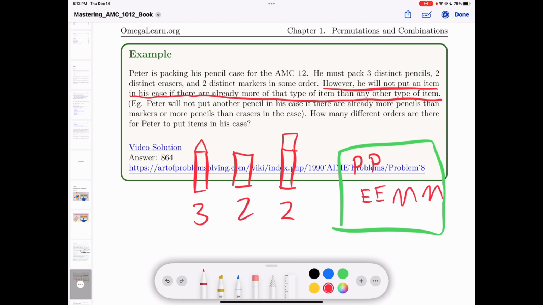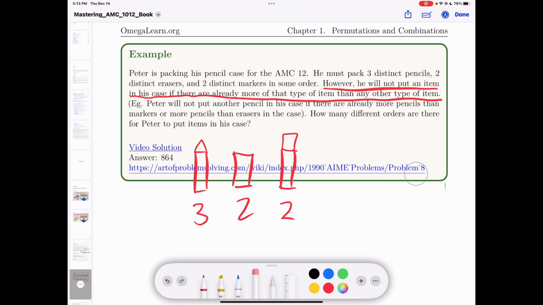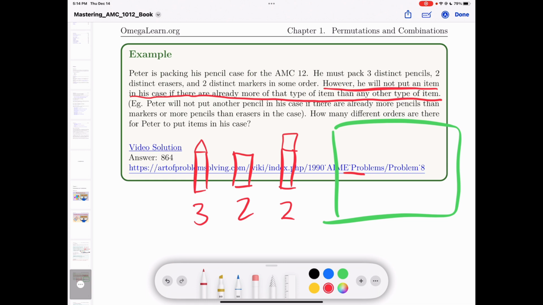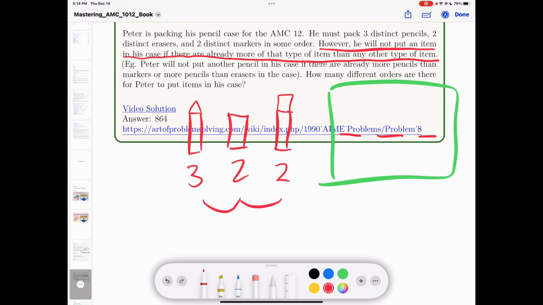Alright, that makes sense. So let's do this in steps. The first thing he puts in the suitcase, first thing he does, he can put either one of these, but these are different numbers. I'm not sure when we would use a case scenario, but let's just start with any of them. So we have 3 choices.